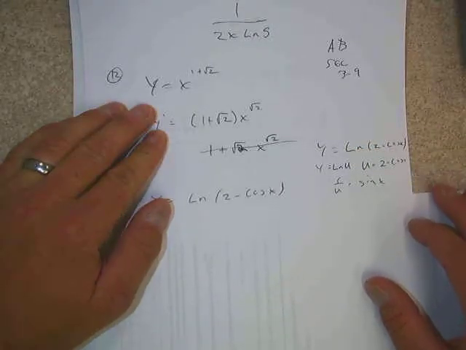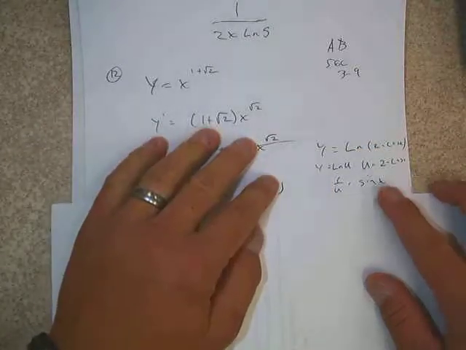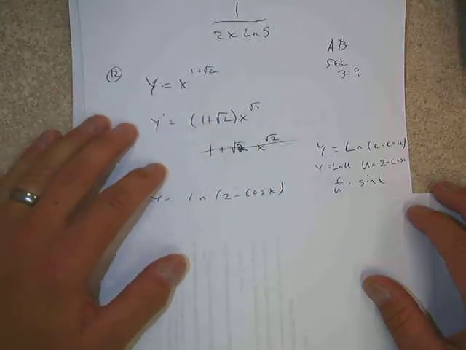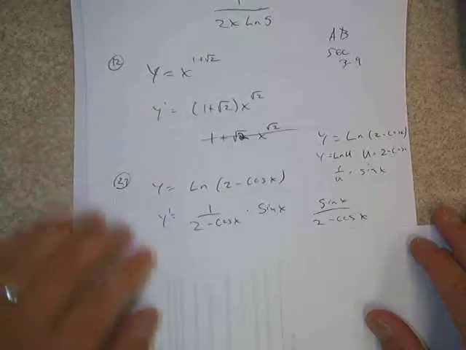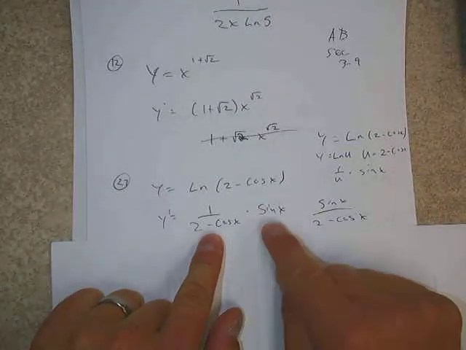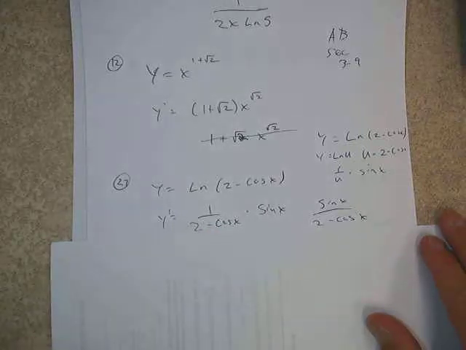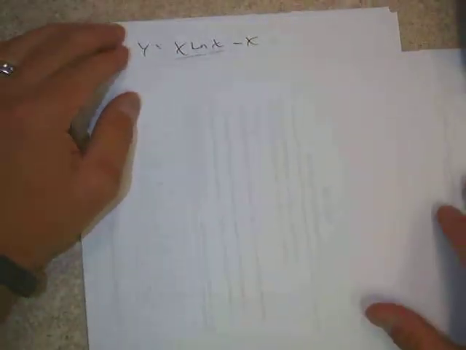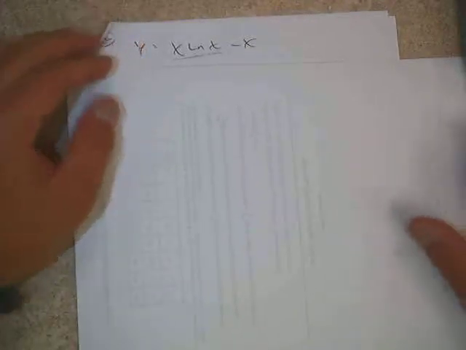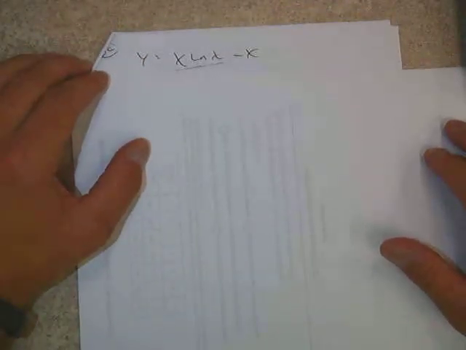Another example here, I have the natural log of 2 minus cosine x. So if I let my u be the inside function here, recognizing that natural log is the outside function, I go 1 over u times the derivative of negative cosine, which is of course sine. Okay, and with that said, here's my 1 over the argument times the derivative of the argument. So the final answer would be sine x over 2 minus cosine x.